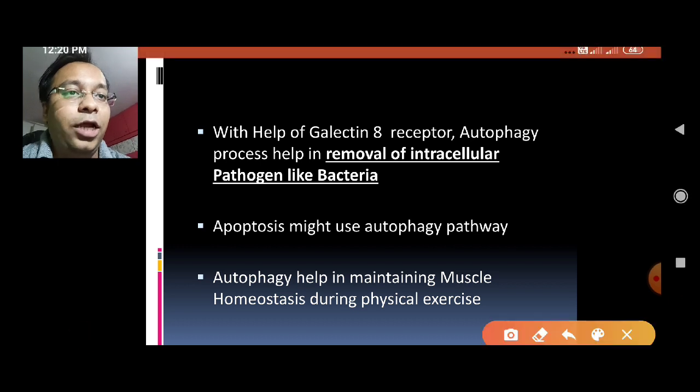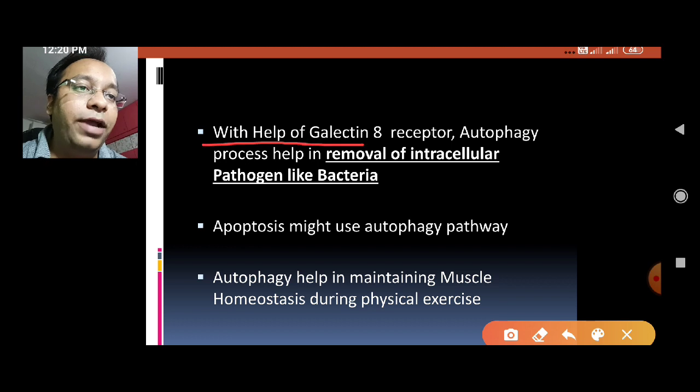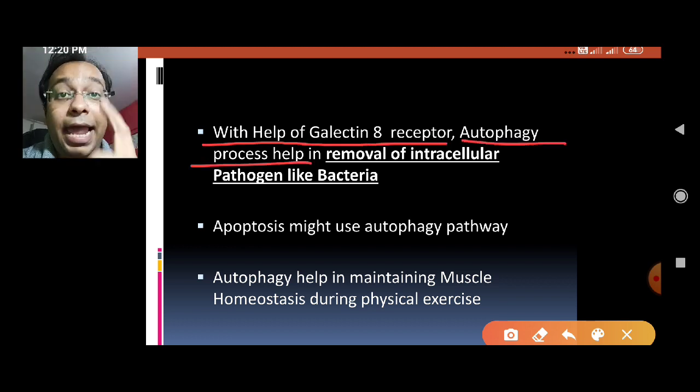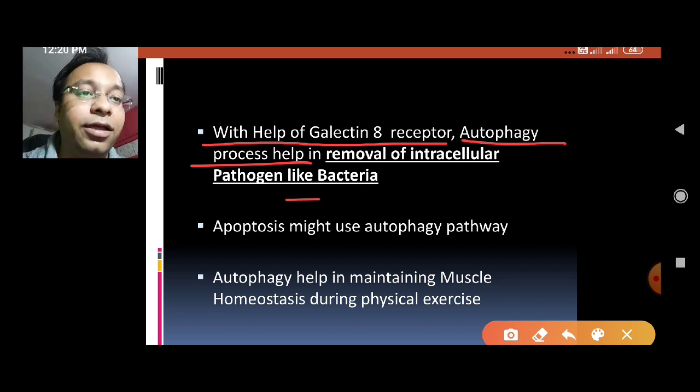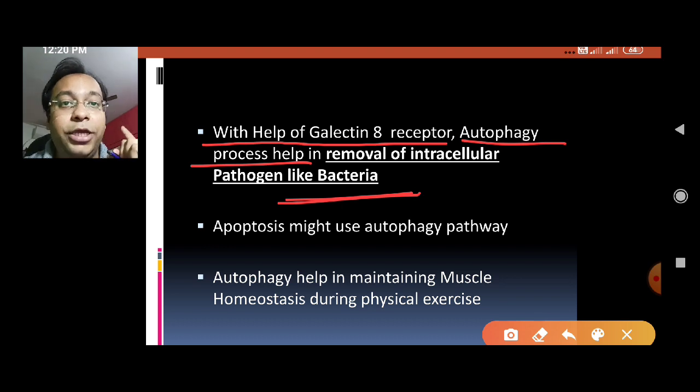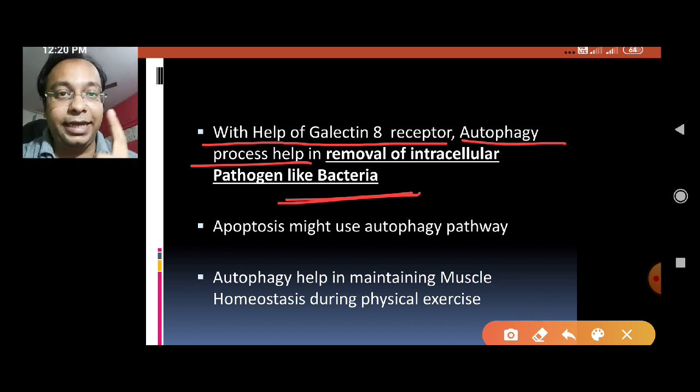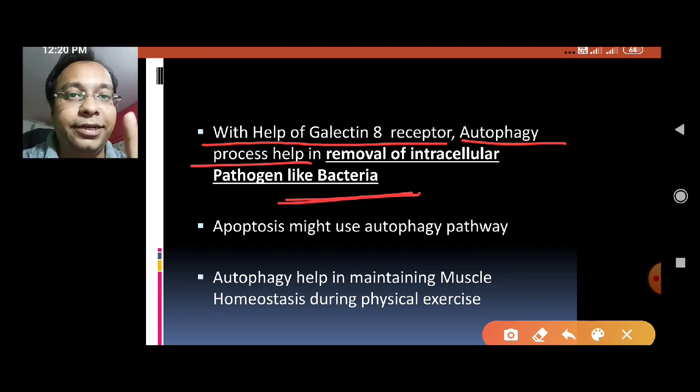Okay, then another use of autophagy in our body: with the help of the galectin 8 receptor, the autophagy process will help in the removal of intracellular pathogens like bacteria, right? So autophagy will be used for removal of bacteria as well. So it will help in fighting bacterial infection.